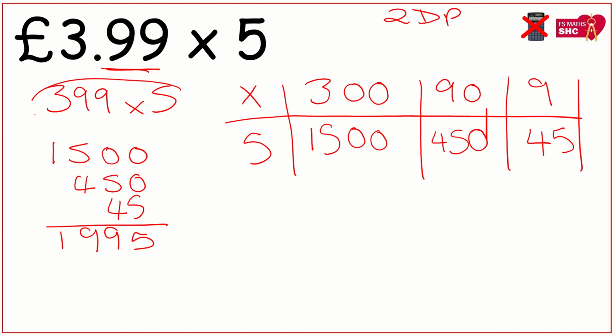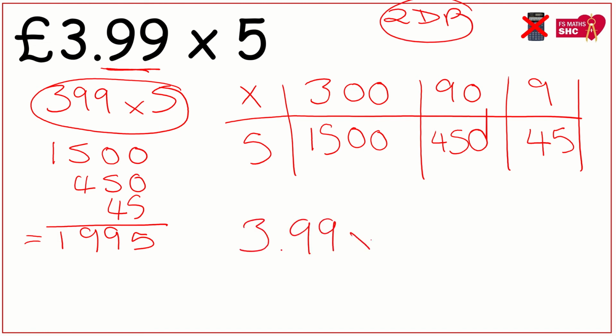So 399 times 5 equals 1995, but we need to put the 2 decimal places back in. So to finish that one, 399, it's money, isn't it? 399 times 5 equals, with the pound sign, £19.95. That's actually quite a long way of doing that one, but it is quite reliable. There are 2 other ways that I can think of. Again, if you can think of a quicker way without a calculator, please do let me know.